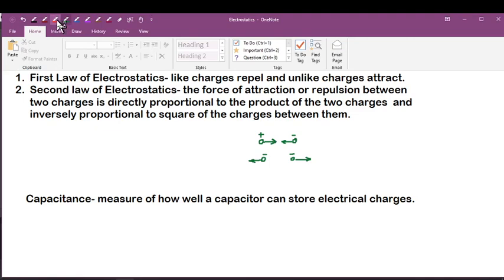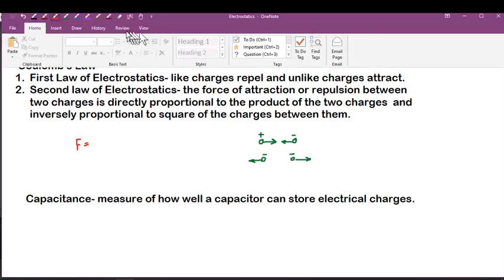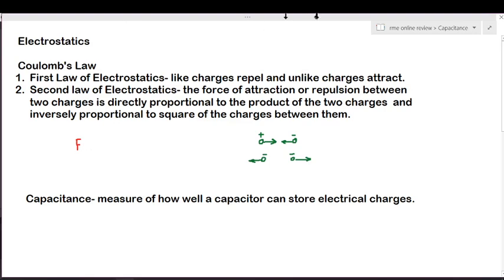So if we are going to write the mathematical equivalent of this law, the force of attraction and repulsion between them is directly proportional. So we'll write the symbol for proportionality. So that will be directly proportional to the product of the two charges. So we have Q1, Q2. And inversely proportional to the square of the distance between the charges. So let's have it one over R squared.